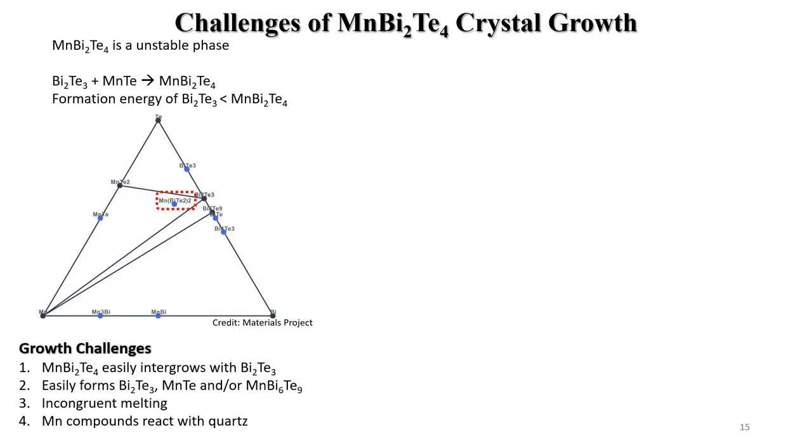This is because the formation energy of bismuth telluride is lower than that of manganese bismuth telluride. Therefore, when we grow this system, the MBT, referred to as manganese bismuth telluride, easily intergrows with bismuth telluride. Besides that, the system can also easily decompose to form bismuth telluride, manganese telluride, or manganese bismuth telluride in the 169 composition. This system is also incongruent melting because manganese telluride has a higher melting temperature. And the other problem we are facing is that manganese compounds like to react with the quartz.